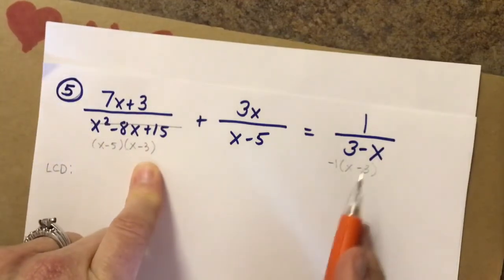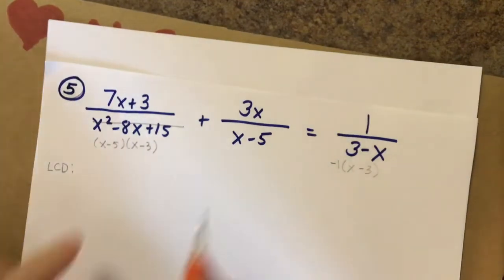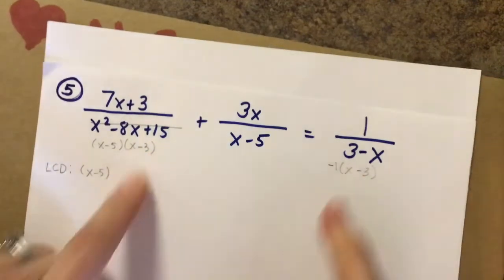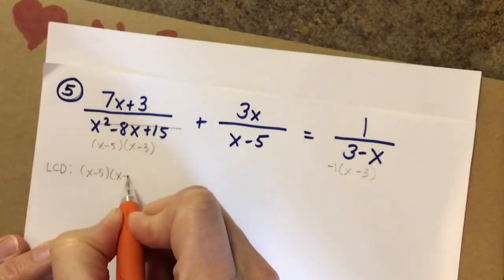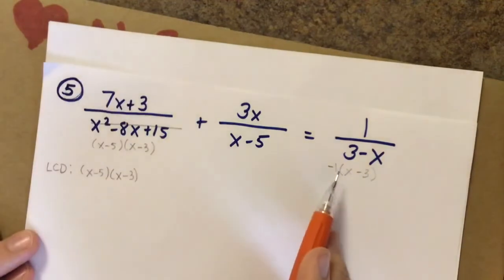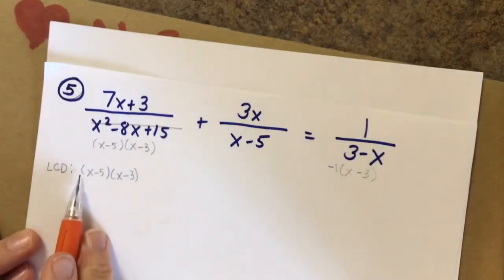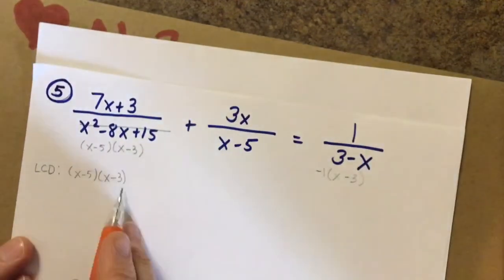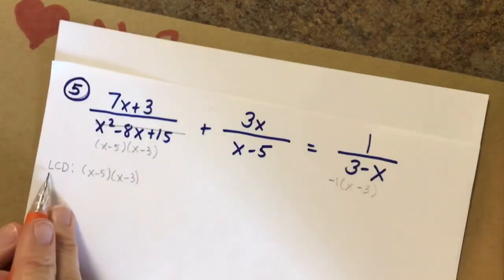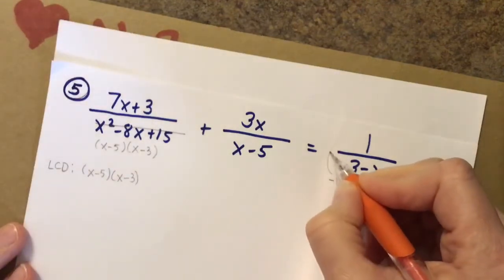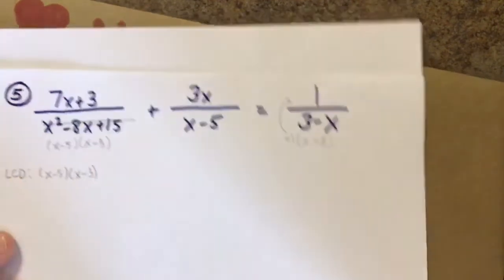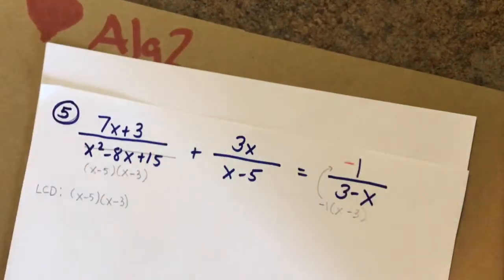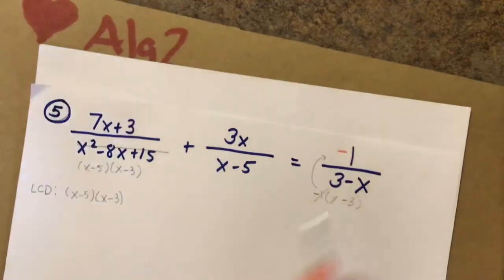Okay. So now what is my LCD? Well, I need x minus 5, and I need x minus 3. Now, I could include negative 1 in my LCD, right? But here's what I do with that negative 1. To make the LCD as least as possible, you can simply give the negative up to the numerator. So I'm going to give the negative to the numerator, and then it's gone in the denominator.